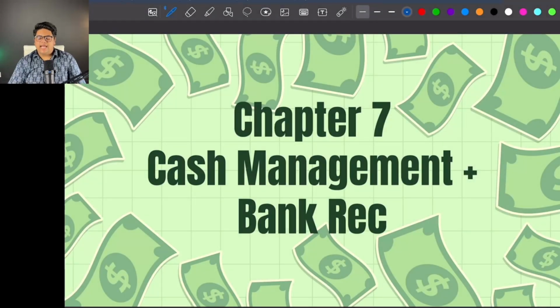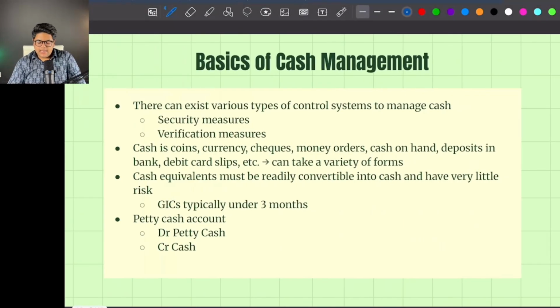So this is basically just cash management and bank reconciliation. Some of the basics of cash management: there can exist various types of control systems to manage cash. Cash is probably one of your most important assets because this is the asset that you use to purchase other assets. You can't just go to someone and say, hey, I'll give you six cereal boxes for 2 of your apples, like if you were grocery stores exchanging stuff. But you can say, hey, I'll give you $20 for 6 of those cereal boxes, right?